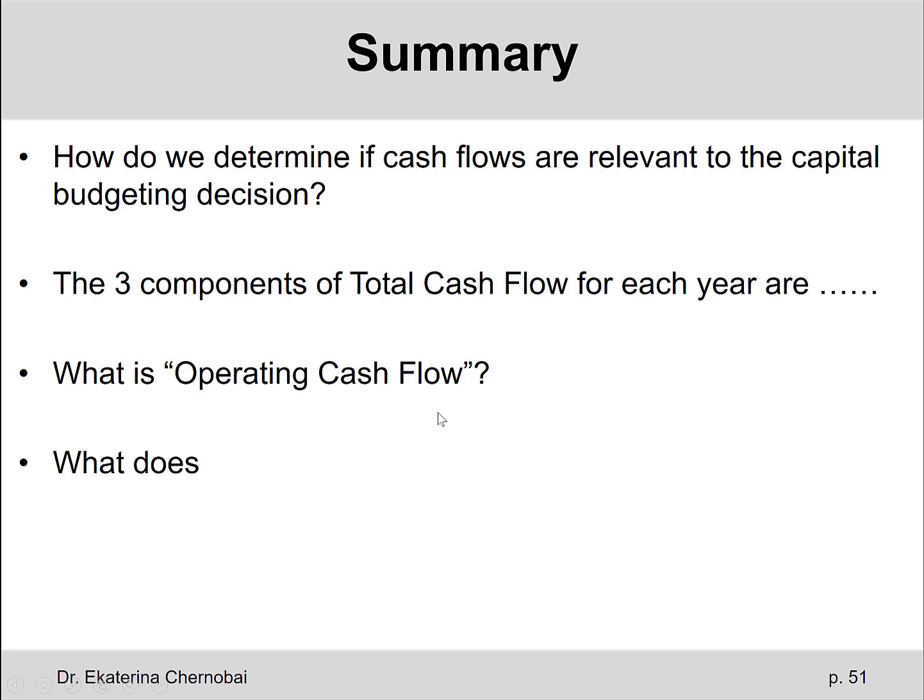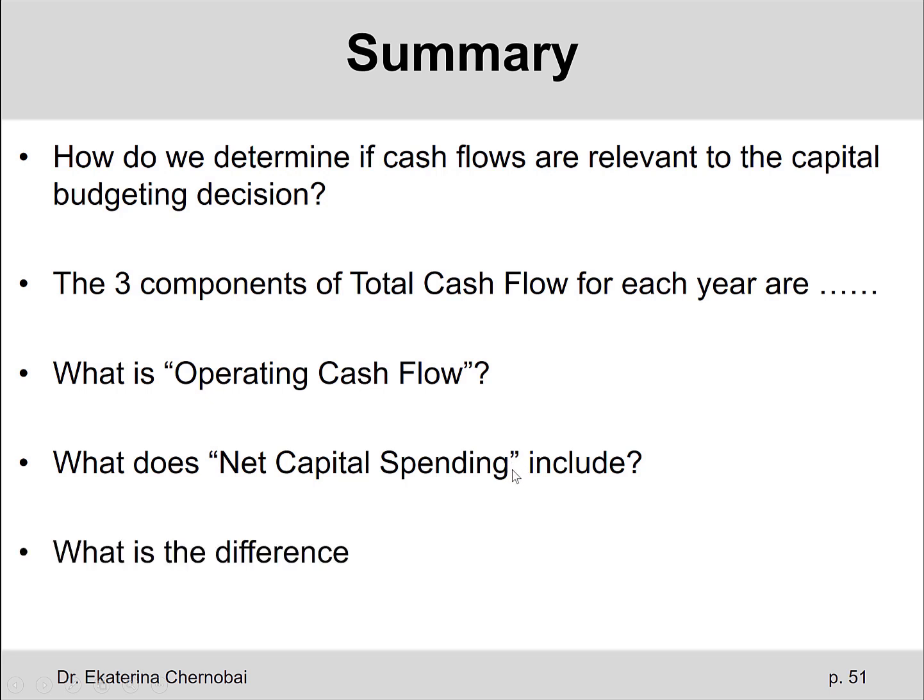So we add it back to net income in order to correctly calculate the profit made for that year. What does net capital spending include? Typically, it's initial investment that we find for year 0, and that's usually given, and the after-tax salvage value that we find for the final year of our project. So that's the sale proceeds.